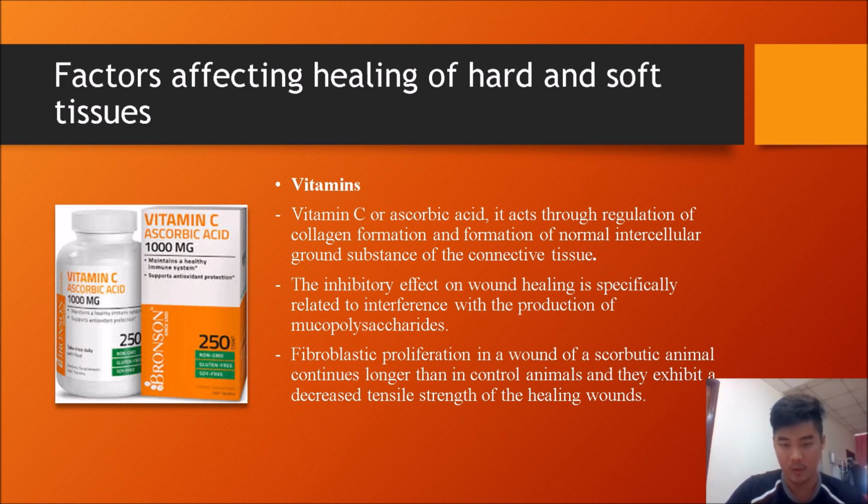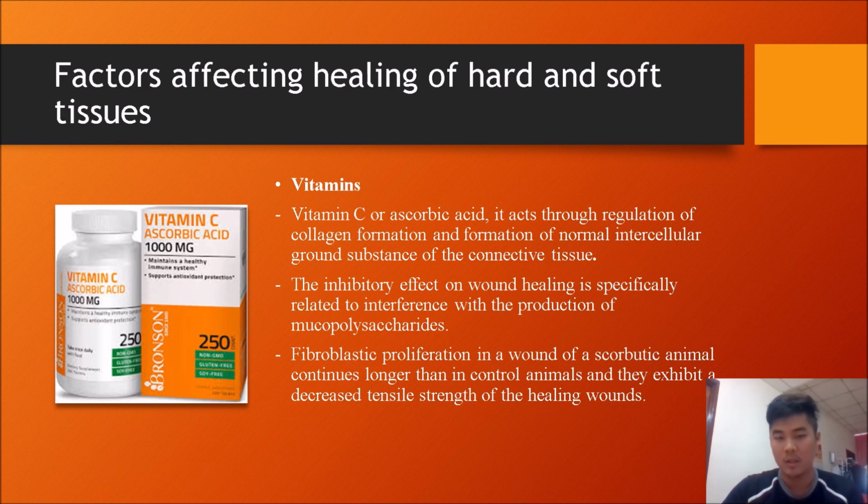production of mucopolysaccharide. And there were studies showing that in the wound of a scorbutic animal, so scorbutic animal refers to an animal that is associated with vitamin C deficiency, the proliferation of fibroblasts is going to continue much longer than in the control animal, and there will be decreased tensile strength of the healing wound in this animal.